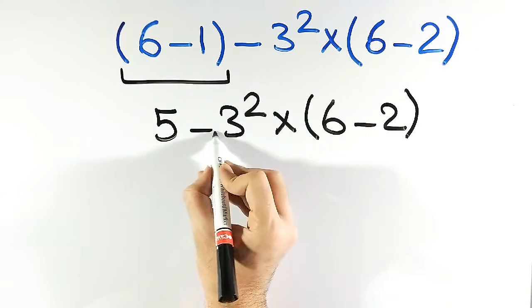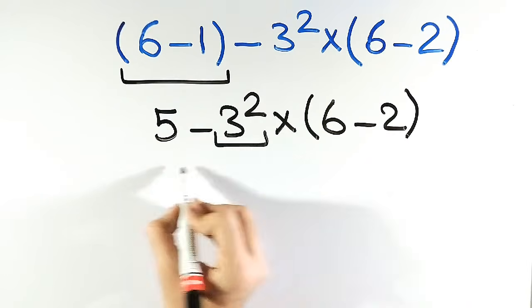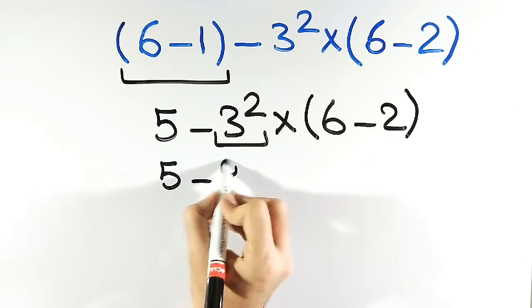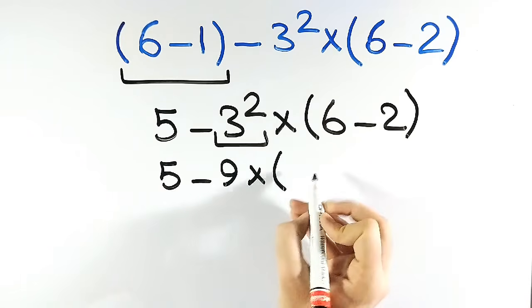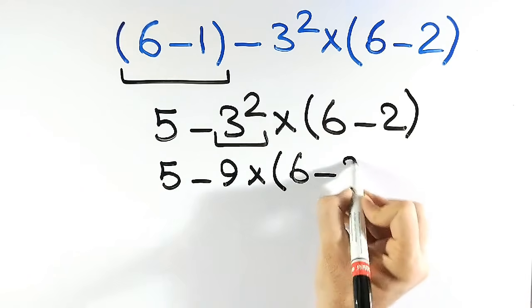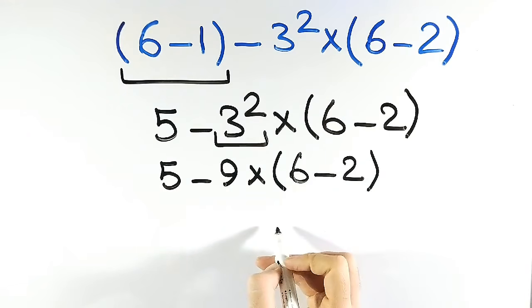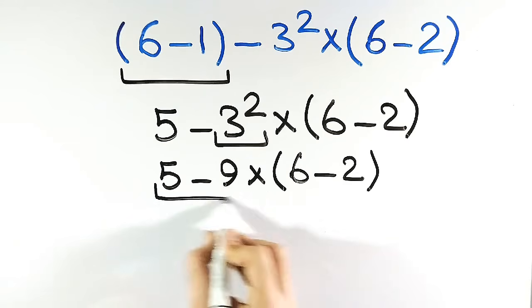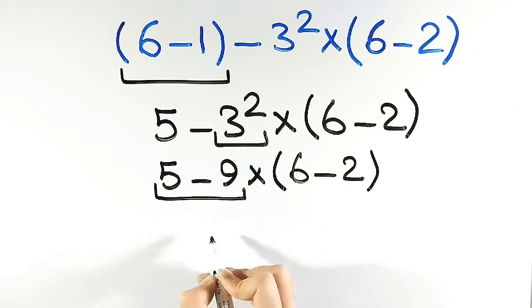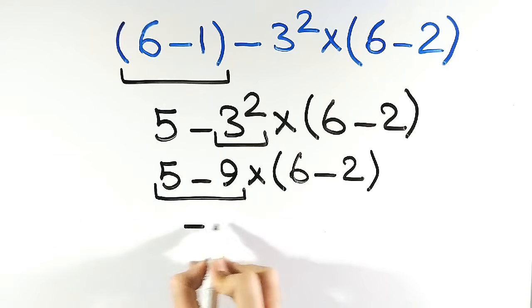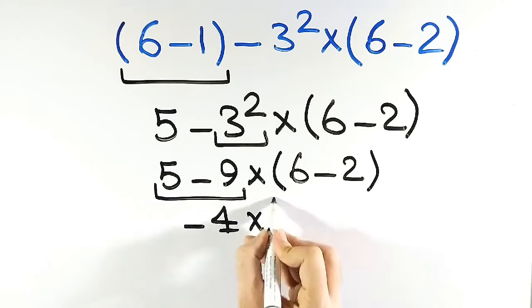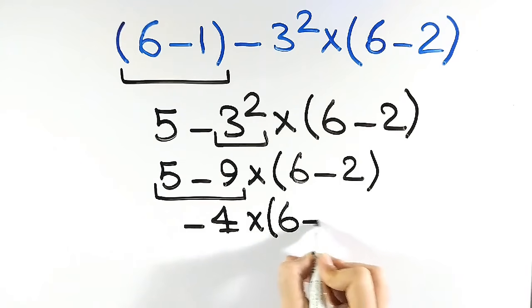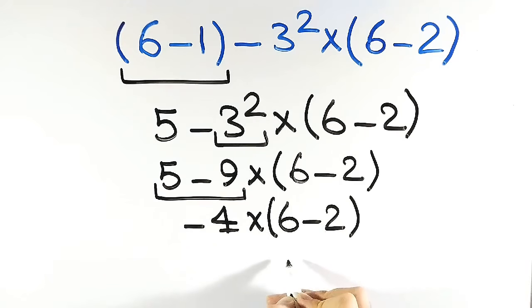And the next step they go for the exponent and write this expression as 5 minus 9 multiplied by open parenthesis 6 minus 2 close parenthesis. Then they go for the subtraction between 5 and 9 and write this expression as negative 4 multiplied by open parenthesis 6 minus 2 close parenthesis.